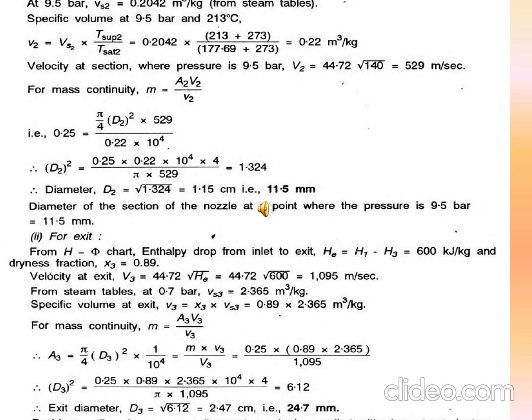Okay, so specific volume at the exit is v3 equals x3 into vg3, which value we got. Then we can put in that mass continuity equation m equals a3 v3 divided by small v3. From that we can find out the diameter also. Okay, so exit diameter is 24.7.